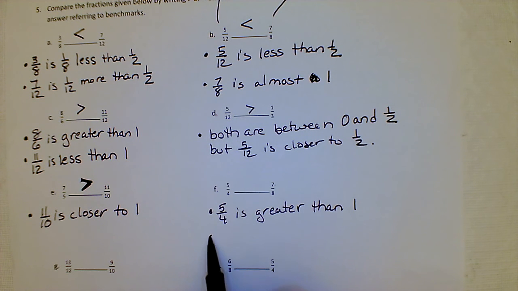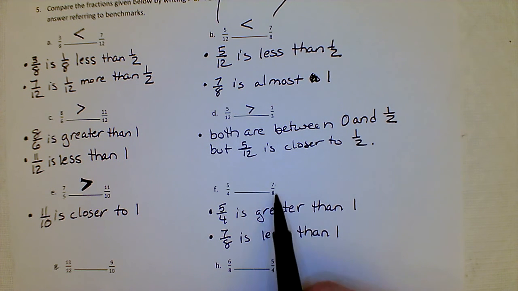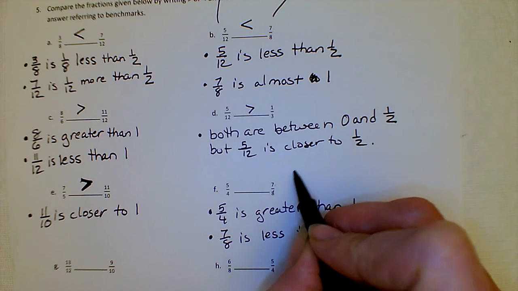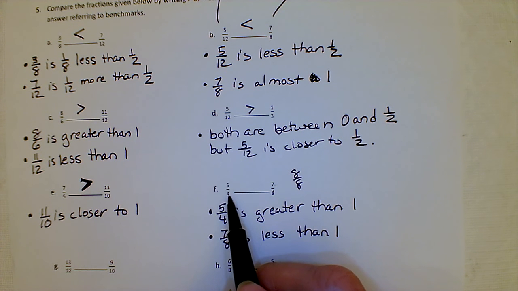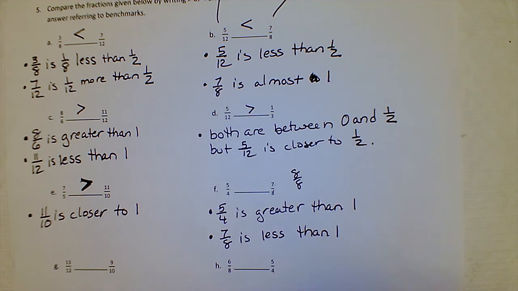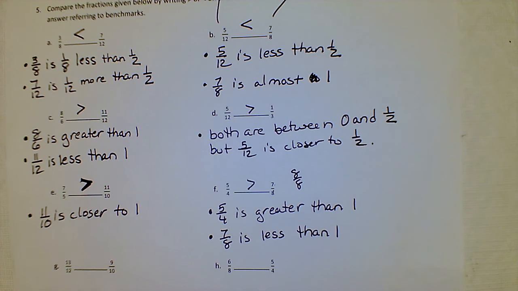7/8 is a fraction less than 1. So 7/8 is less than 1. It's smaller than 1 because 7 is smaller than 8. It has not yet gotten to 1. Remember, 1 whole and 8 would be 8/8. It hasn't even gotten to that. But 5/4 is past 4/4. It's bigger than 4/4. So it's greater than 1. The numerator is bigger than the denominator. So clearly 5/4 is bigger than 7/8.